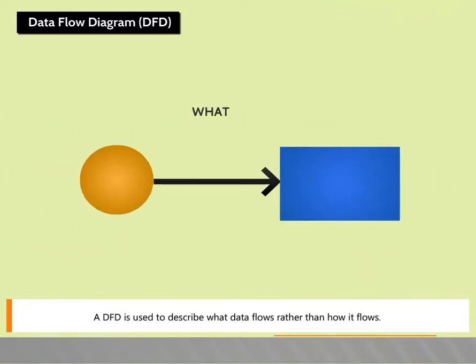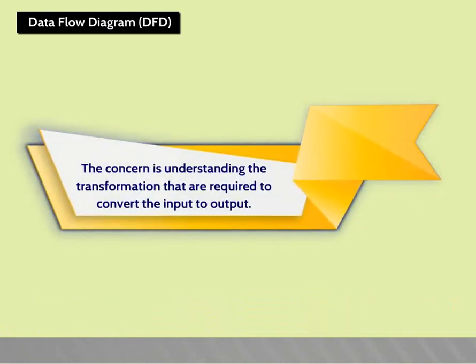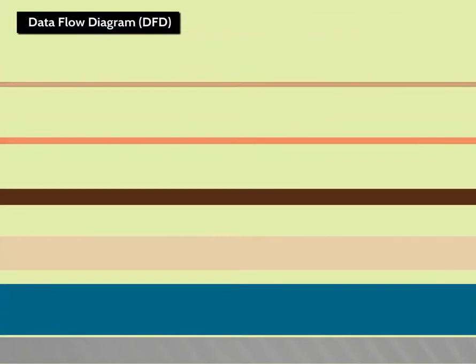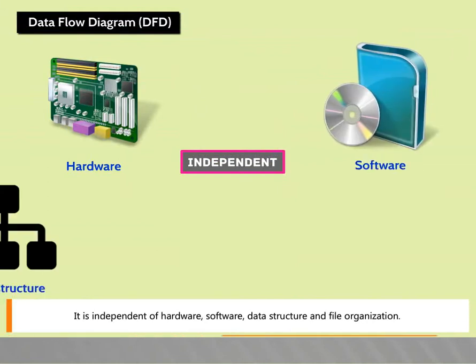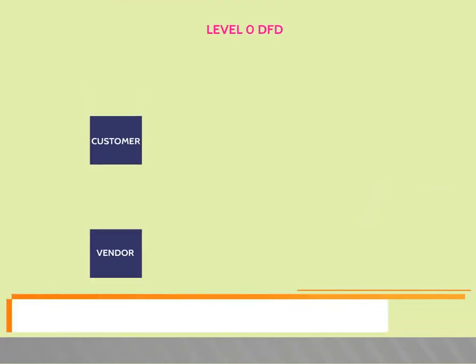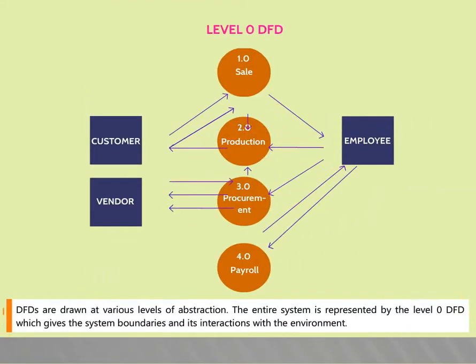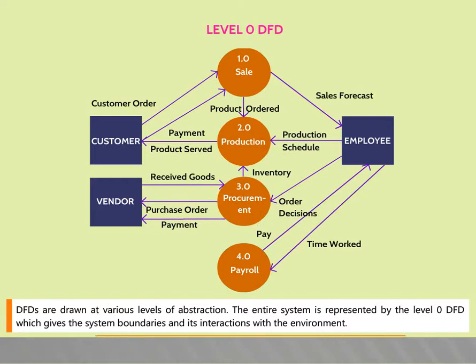A DFD is used to describe what data flows rather than how it flows. The concern is understanding the transformations that are required to convert the input to output. It is independent of hardware, software, data structure, and file organization. DFDs are drawn at various levels of abstraction. The entire system is represented by the level 0 DFD, which gives the system boundaries and its interactions with the environment.